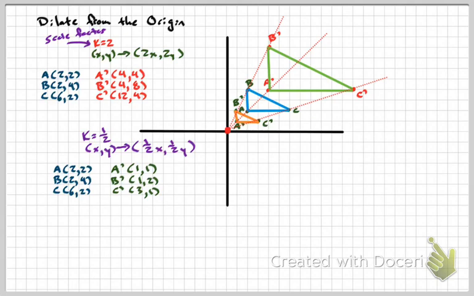And so again, big takeaway here is to do dilation, all you have to do is multiply the coordinates, A, B, and C, by whatever the scale factor is. And that's it. Okay? Video done. Next video, we'll talk about dilating from a point other than (0, 0).